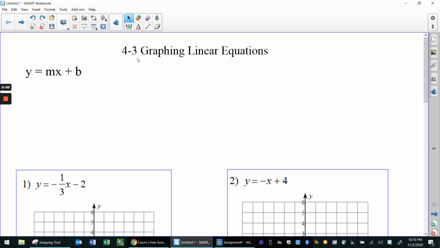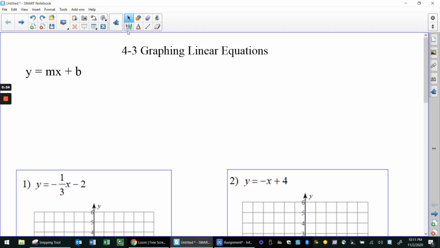Everyone. We're looking at lesson 4-3 today, graphing linear equations. So we talked about y is equal to mx plus b last week, and this is the slope-intercept form. And today we're going to be given equations and we are going to graph them. So let's see how this works.